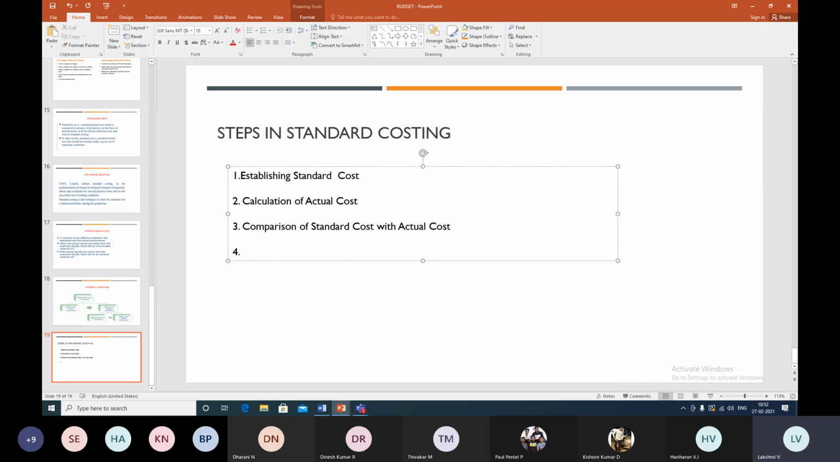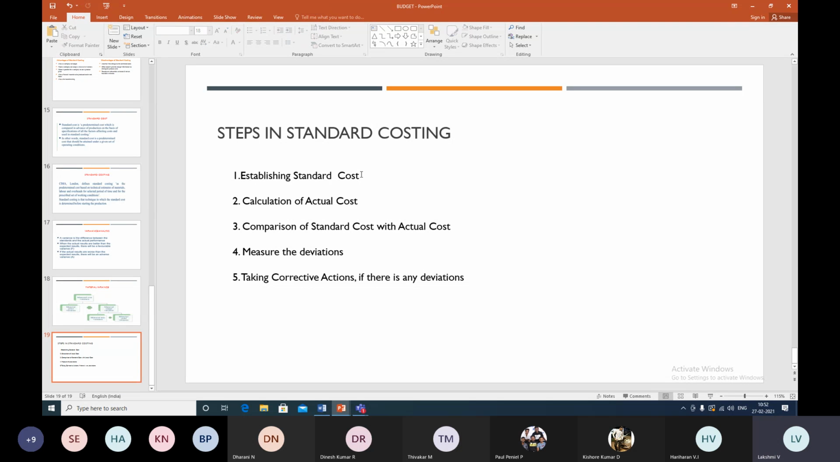Okay, so you have to measure the deviations. You have to compare, measure the deviations, and then you have to take some corrective actions if there are any deviations. So these are the usual steps involved in standard costing.